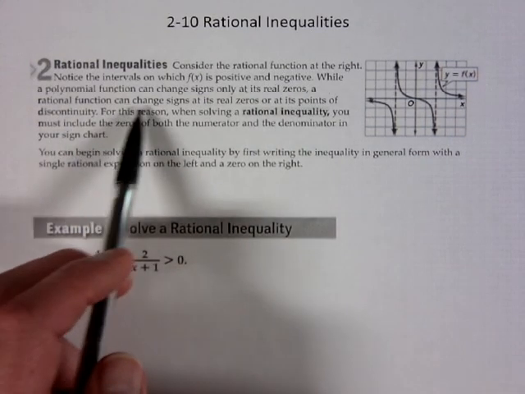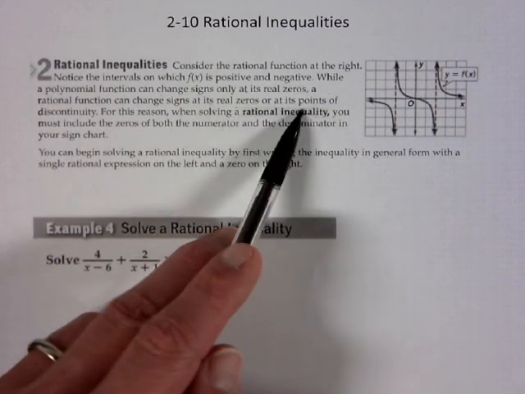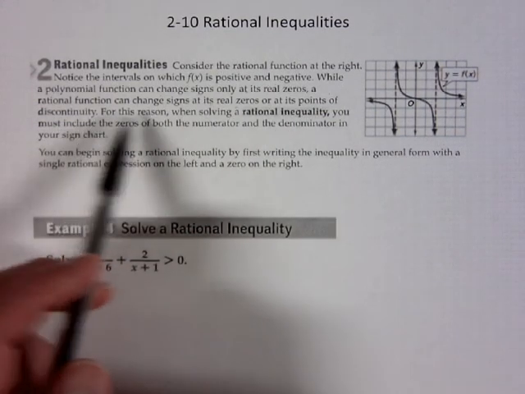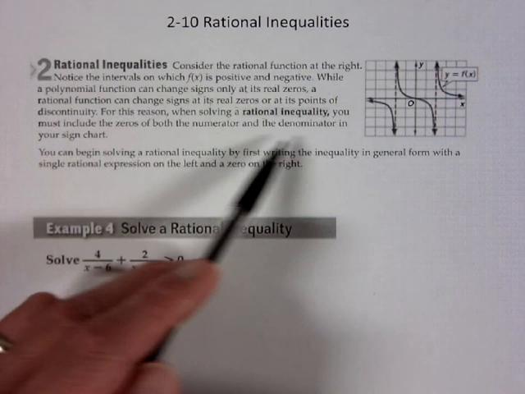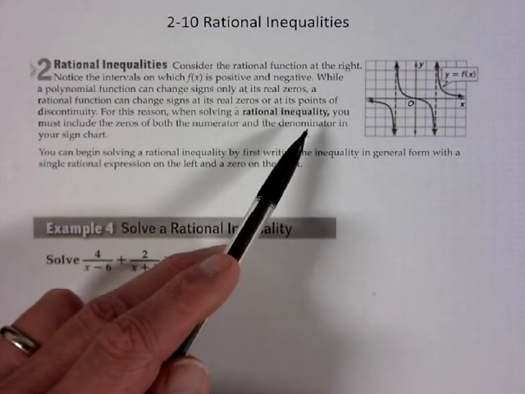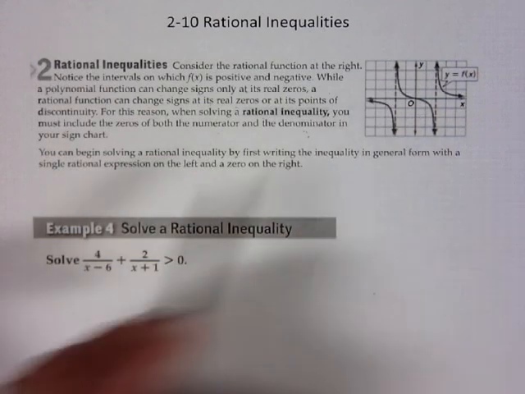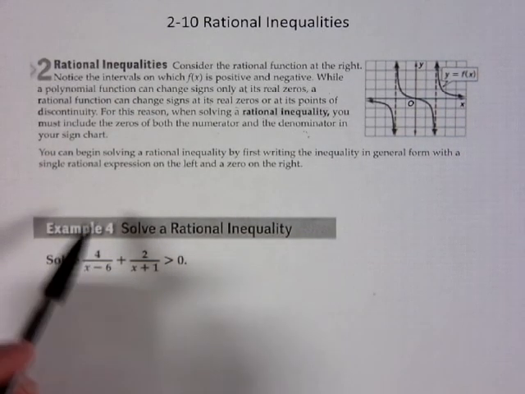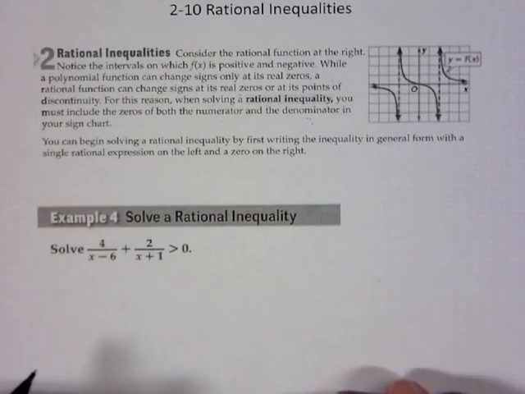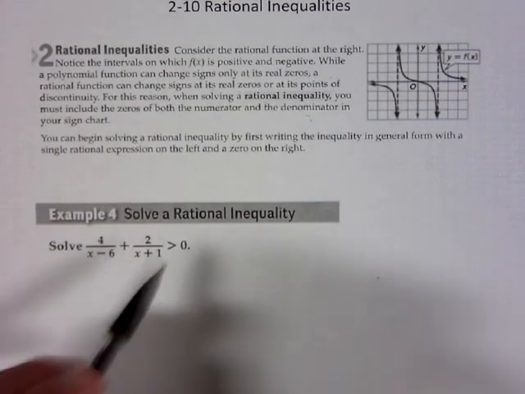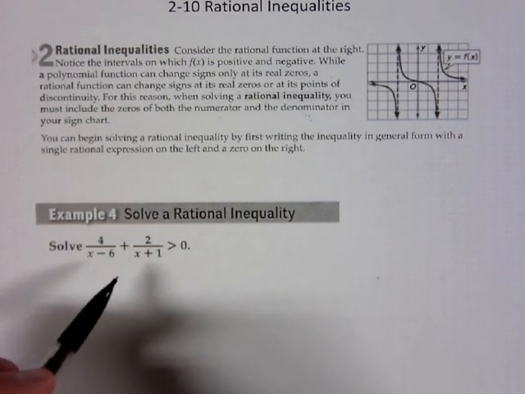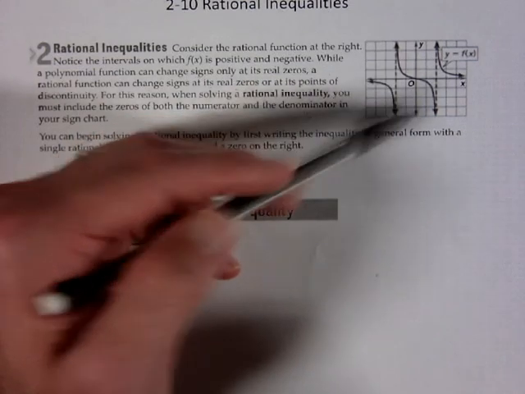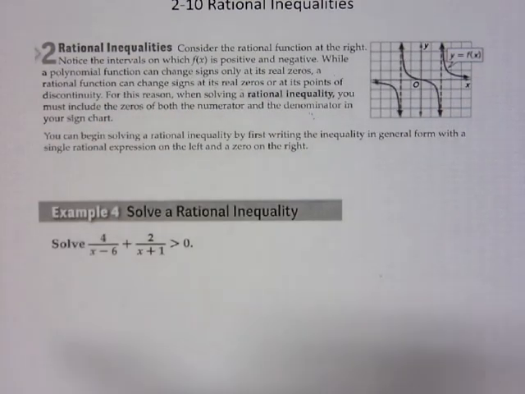However, a rational function can change signs at its real zeros or at its points of discontinuity. For this reason, when you solve a rational inequality, you must include the zeros of the numerator and the denominator, because the zeros of the denominator will be points of discontinuity. From the graph, we need to consider the points that are just the zeros, but also the points of discontinuity where these vertical asymptotes happen. And they will happen at the zeros in the denominator. So that's how we can come up with that value.